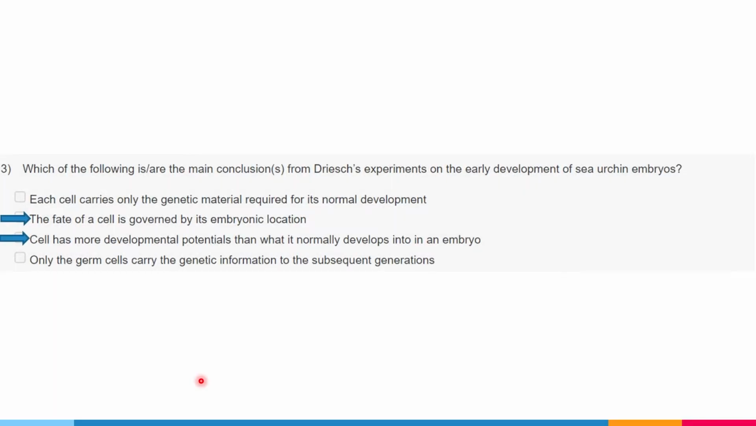And thus, the conclusions from Reich's experiments on early development of sea urchin embryos are: the fate of a cell is governed by its embryonic location, and a cell has more developmental potentials than what it normally develops into in an embryo, but the neighboring cells allow it only to form a particular lineage.